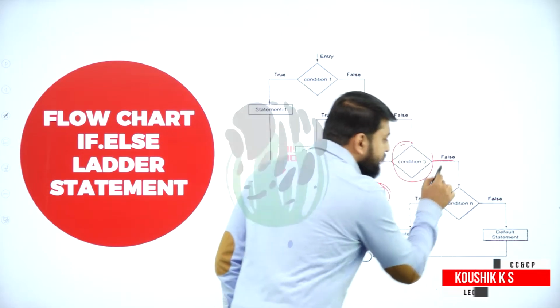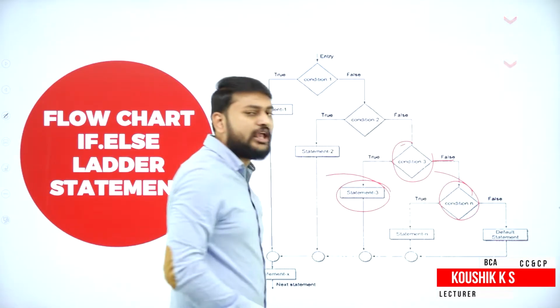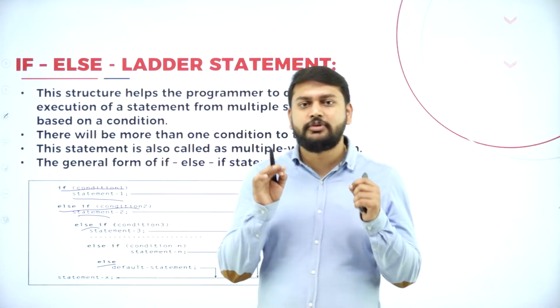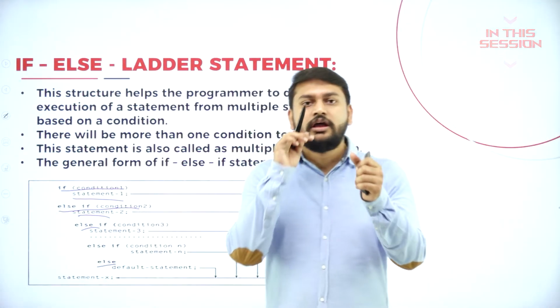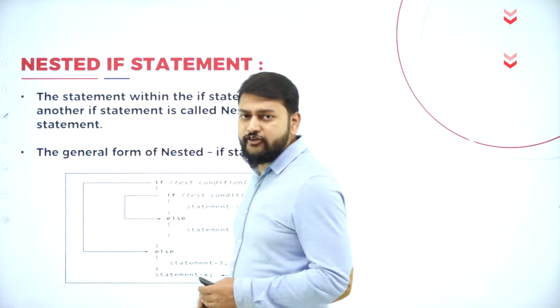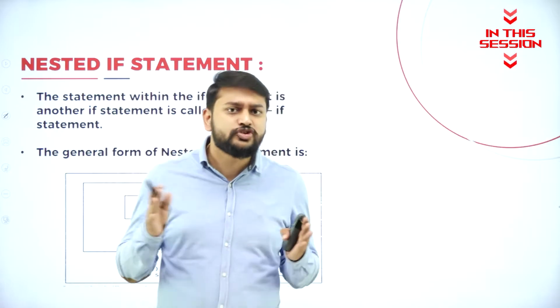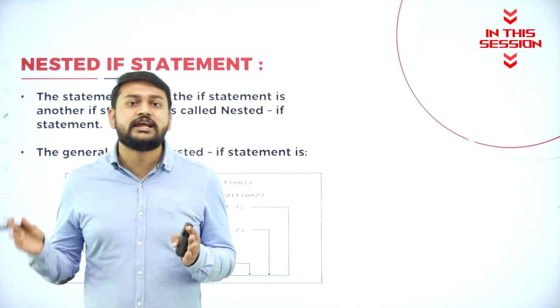Suppose if the condition is false, again it will check the next condition. Like that, you can have n number of conditions. Let's take an example and understand. So please remember, I have a nested if. Nested in the sense what? If inside the if. That is what I will call a nested if.